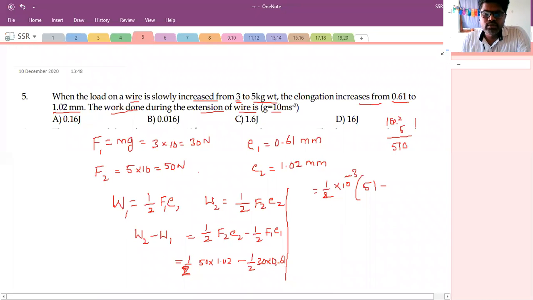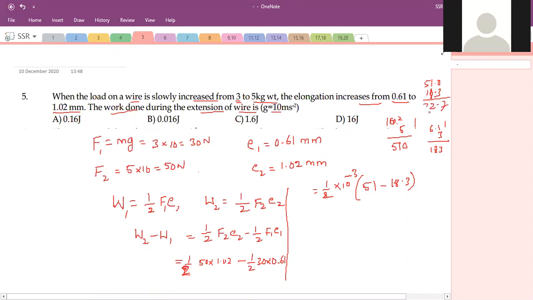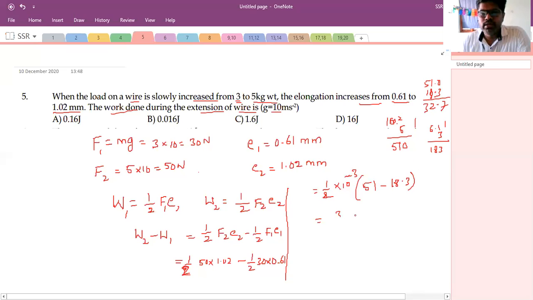30 into 0.61. This you can calculate as 6.1 into 3, which is 18.3. So 51 minus 18.3 is 32.7. So 32.7 into 10 power of minus 3 divided by 2.